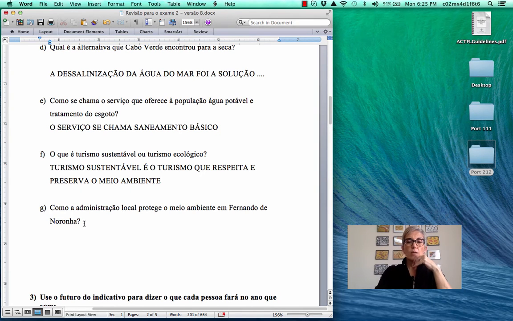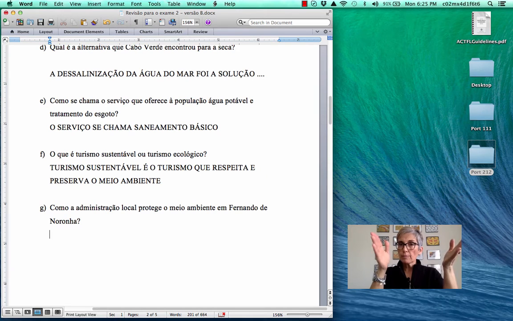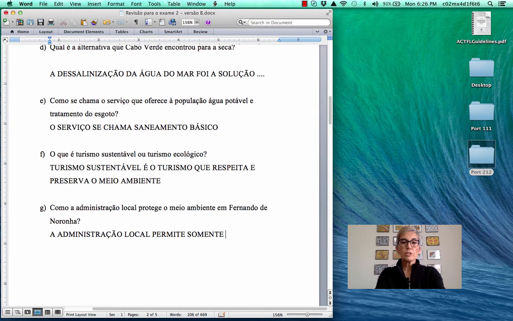Como administração local, once again, I expect you to remember the information, retain the information that we see in class. So how does the local administration protect the environment in Fernando de Noronha? So we have two things here that we saw in class. Então, a administração. And remember that then you have to say administração local. Permite somente 420 visitantes, ou então turistas, de cada vez. So this is one of the things they do.